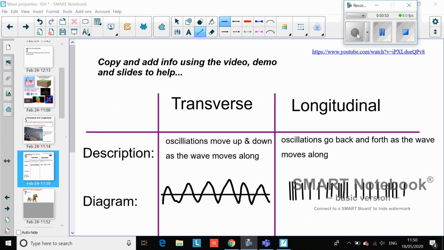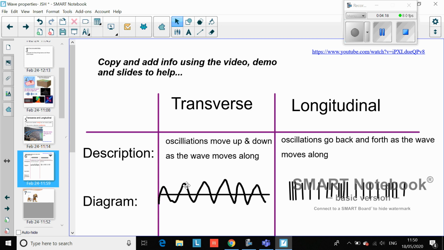Okay, so welcome back. So we can start to fill this in. I'll help you with some of these as we go. But essentially, in a transverse wave, the oscillations or the movement goes up and down. So basically at right angles. So if you can imagine, the energy is moving up and down, even though the wave is actually moving along this way. Okay, so the wave might be moving along like that, but the energy goes up and down as it goes along like that.